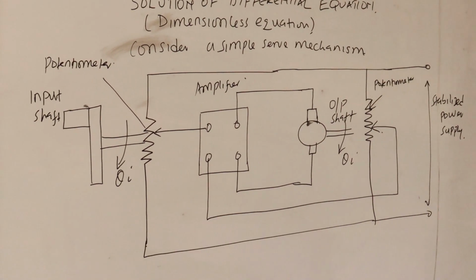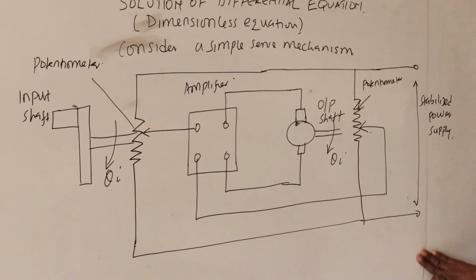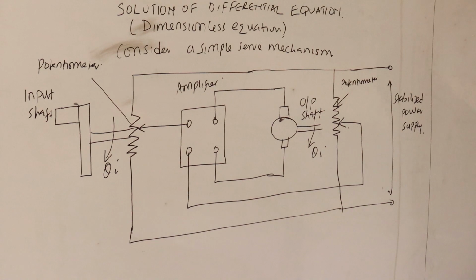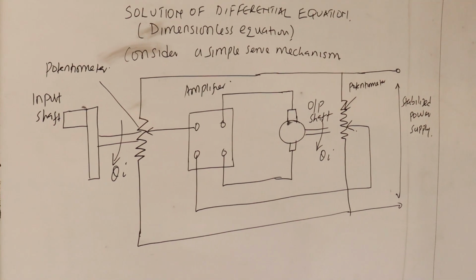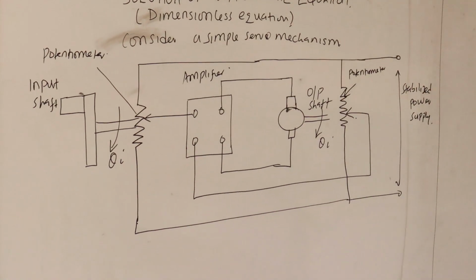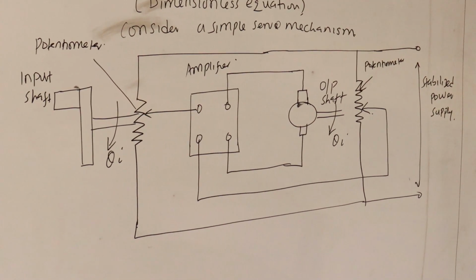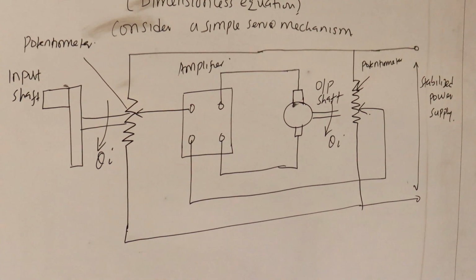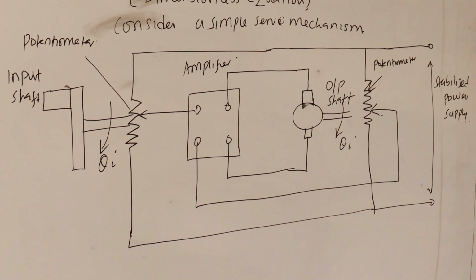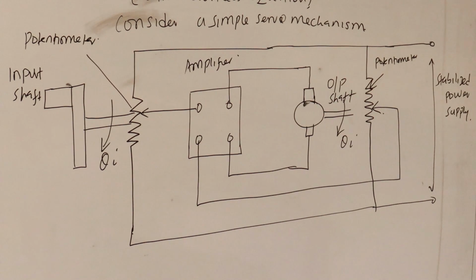And the dimensionless equation, we want to look at how it comes about, and it is for that reason that we want to consider a simple servo mechanism. So let's consider the simple servo mechanism that we have there. When you look at it, it is always required that the output shaft is supposed to follow the rotation of an input shaft.